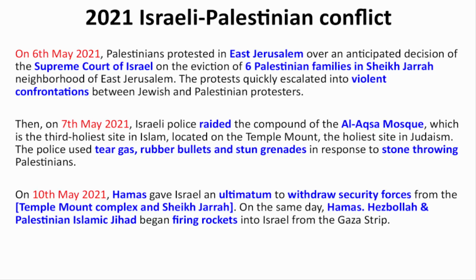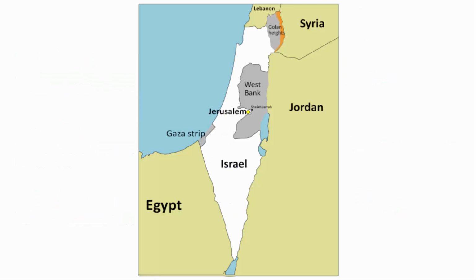Up till now, everything was an internal conflict. The moment Hamas fired rockets, followed by Hezbollah from South Lebanon, it all became an external enemy threat. In simple words, we call it war. So you see how a small property dispute transformed into a large-scale war.